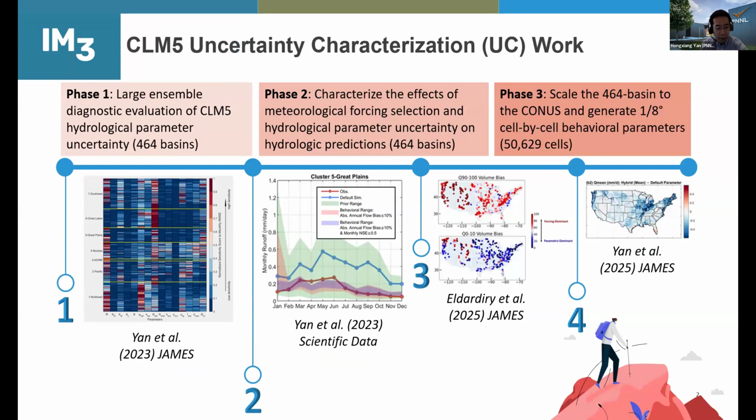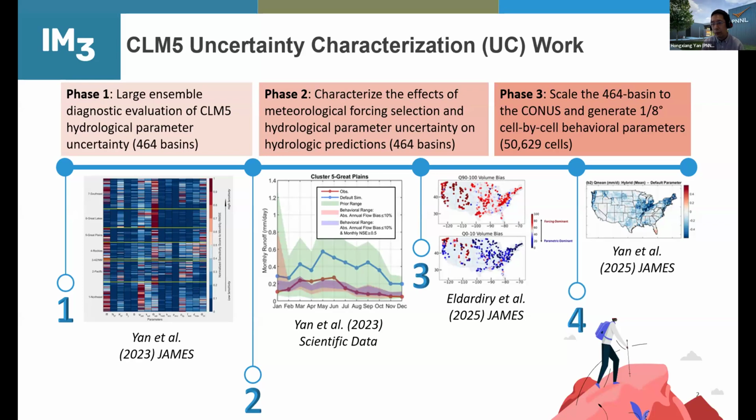Here I'm going to review the uncertainty characterization work we have done in the previous 3 years. This UC work has been done in 3 phases, and I'm going to talk about the key findings from all 3 phases. Phase 1 is a large ensemble diagnostic evaluation of CLM5 hydrologic parameters over 464 basins over the CONUS. This gave us more insight into the model performance, what the sensitive parameters are, and how they perform in different regions.